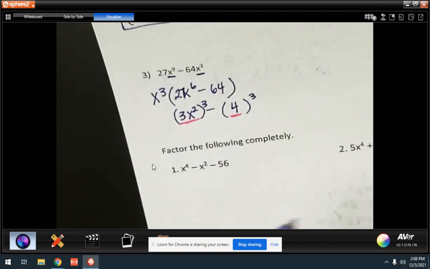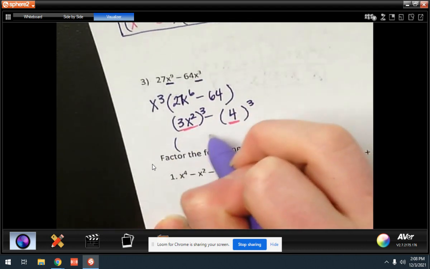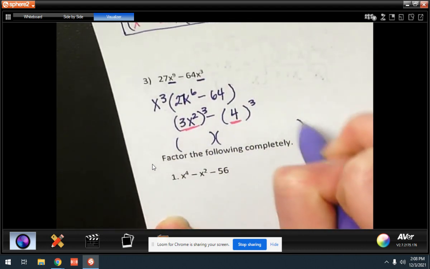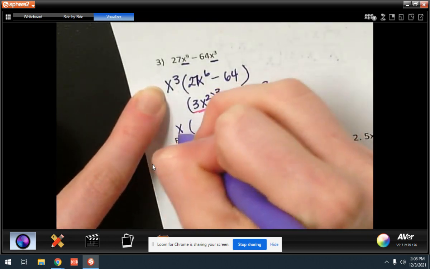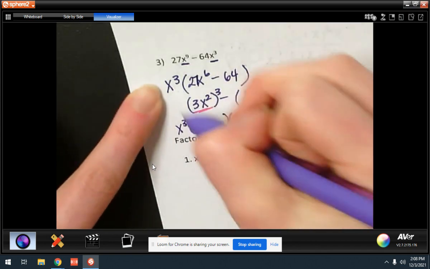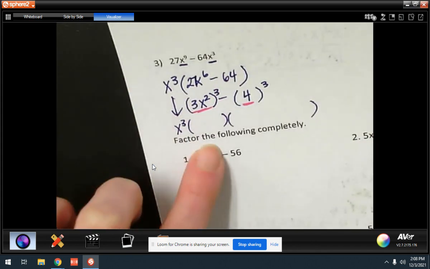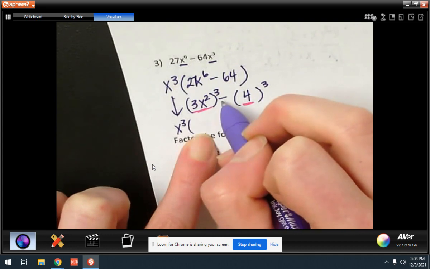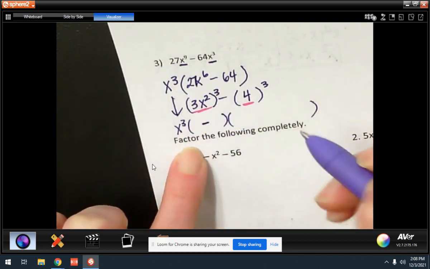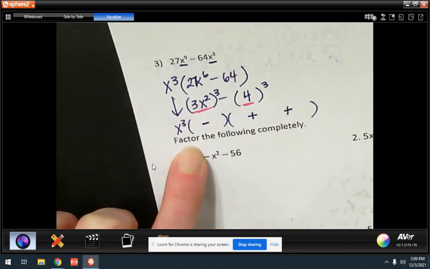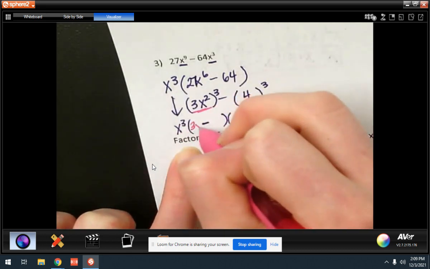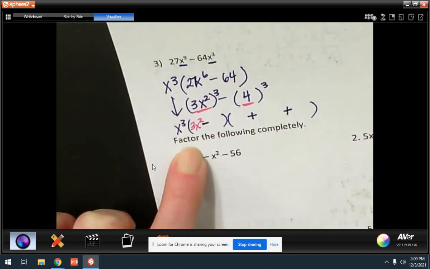Okay, so we are ready for our small set of parentheses, followed by our big set of parentheses. And let's go ahead and write the x cubed in front since we know we need him in the final answer. All right. So same, opposite, always positive. The 3x squared goes here. The 4 goes here.